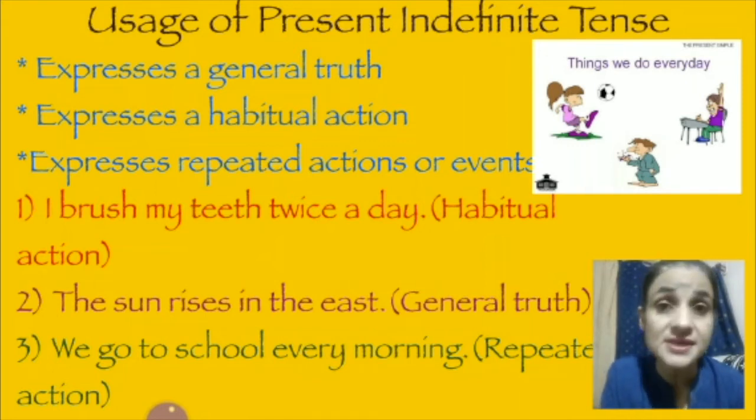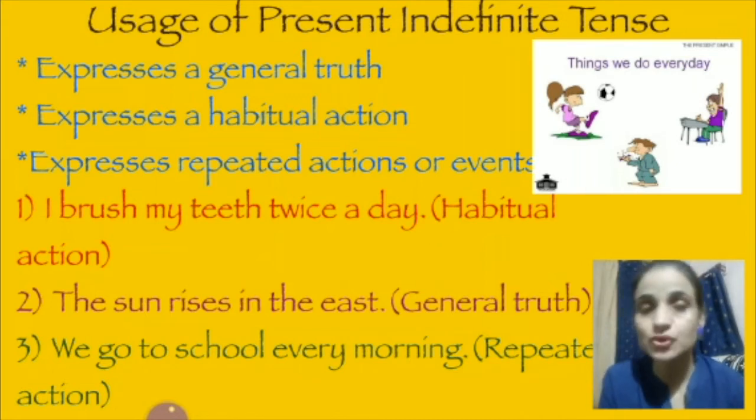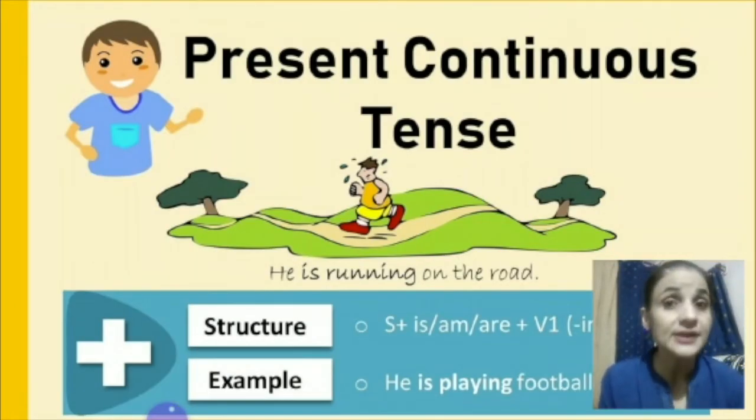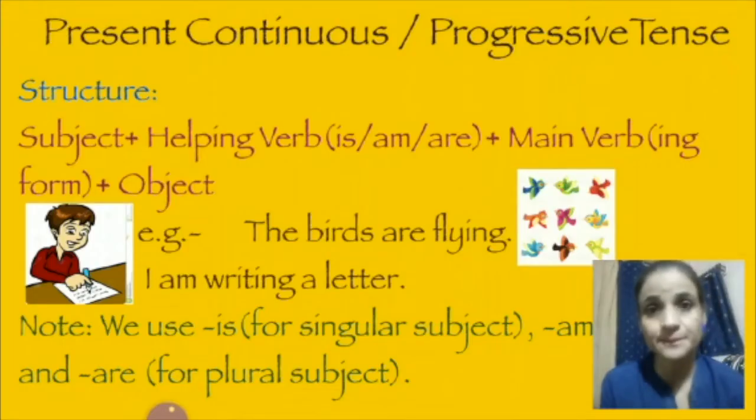The sun rises in the east. This is a fact, a general truth, so present simple tense is used here. We go to school every morning. Every day you go to school. So when you have to show a truth, a fact, a habit or a repeated action, in that condition we will use present simple tense. Now we will learn the next kind of tense, that is present continuous or present progressive tense.